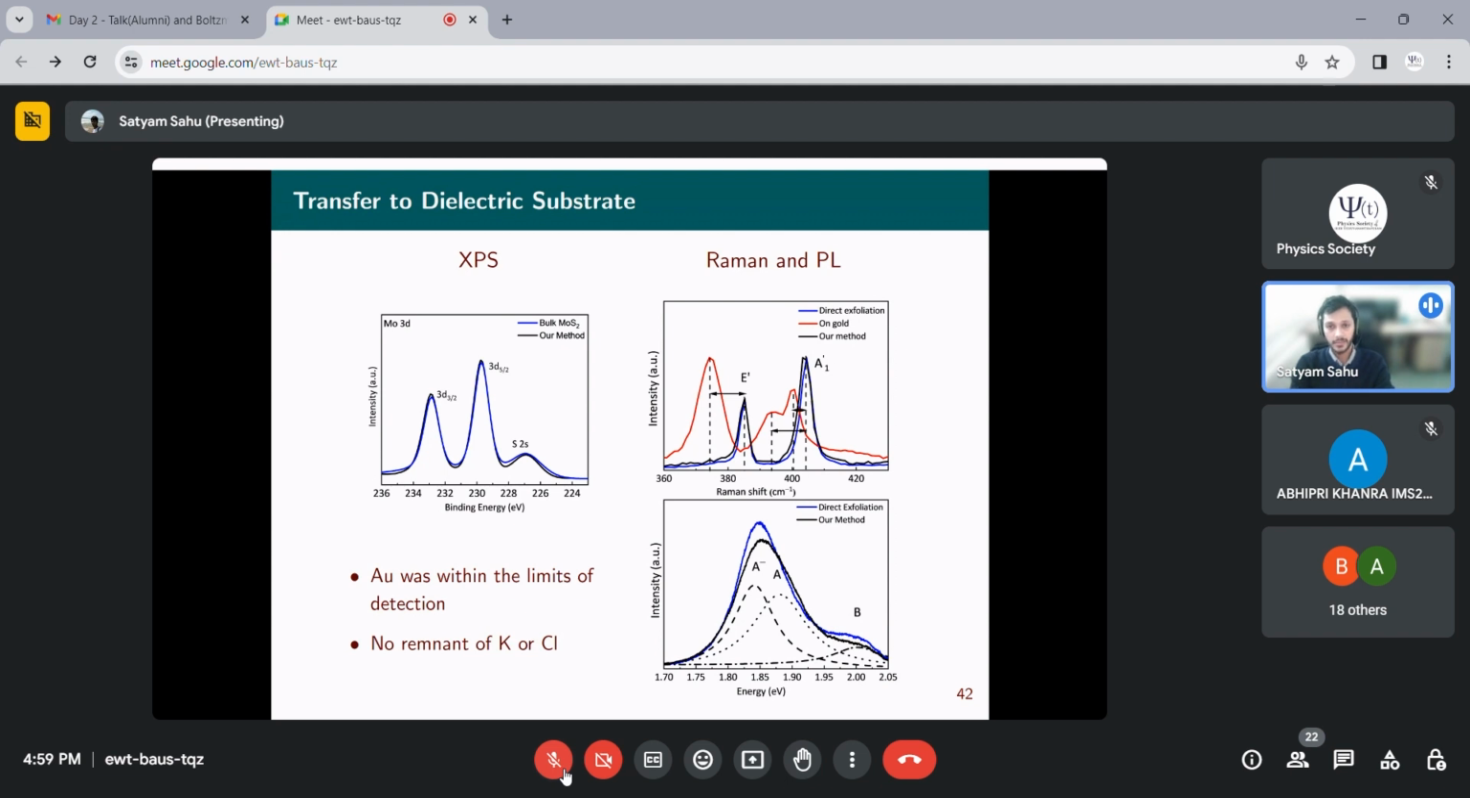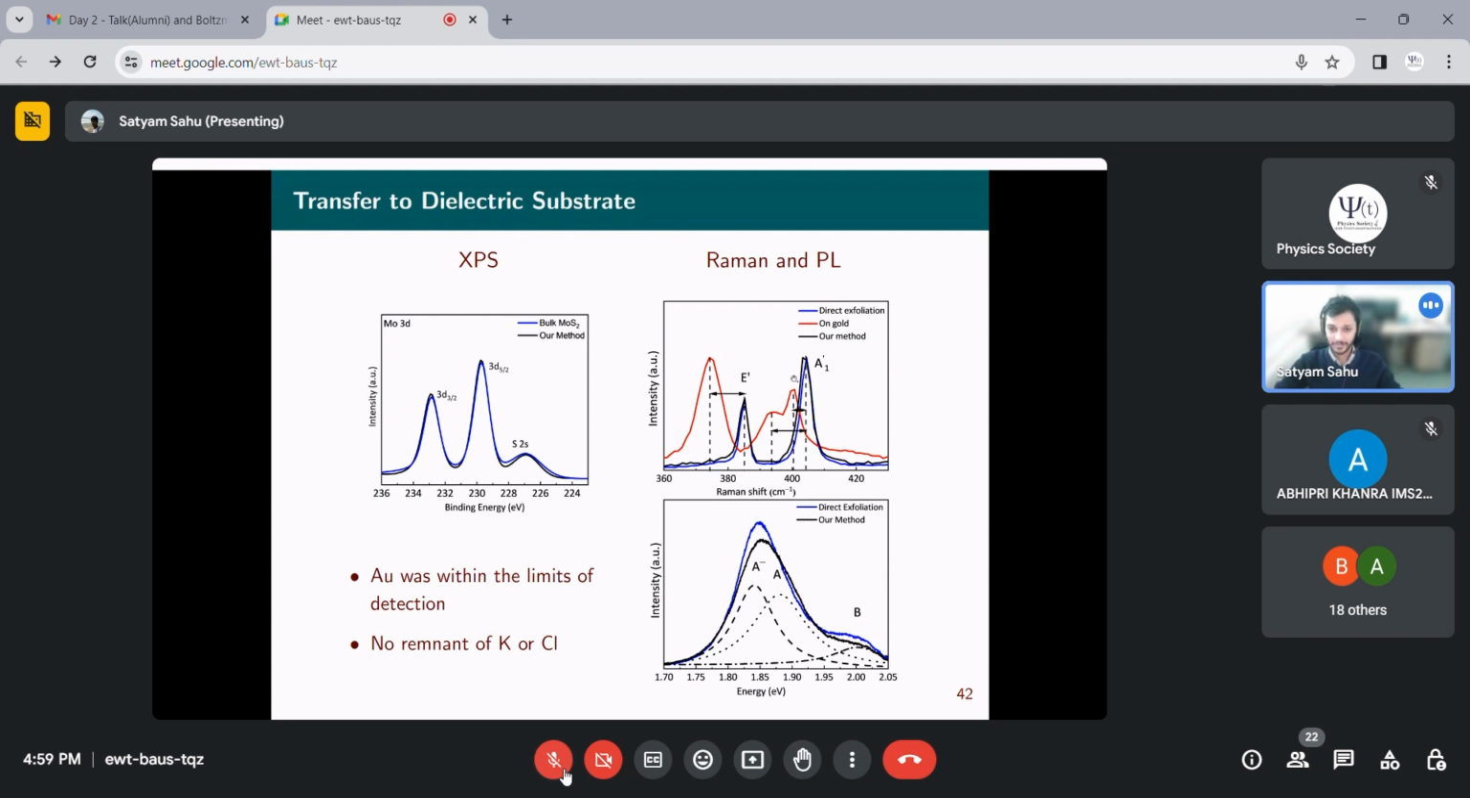Also, we did some Raman spectroscopic measurements and photoluminescence measurements. Here again we compare three different samples. One, the directly exfoliated sample, as I was showing earlier, the tape based method where we had very small size flakes, which were of excellent quality. And then we have the flakes on gold, and then the transferred flakes, which we call the R method.